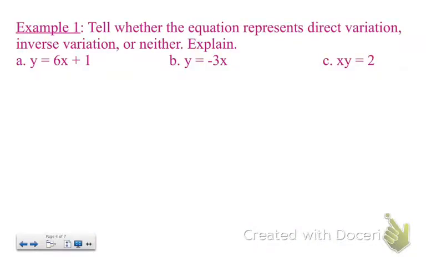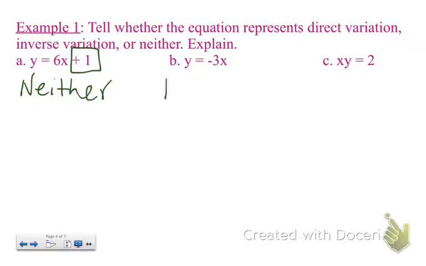Example 1: tell whether the equation represents direct variation, inverse variation, or neither. A is neither because it is in slope-intercept form, and remember this means that it's crossing the y-axis at 1, which means that it's not going through the origin. So that can't be direct variation and it's not inverse variation.